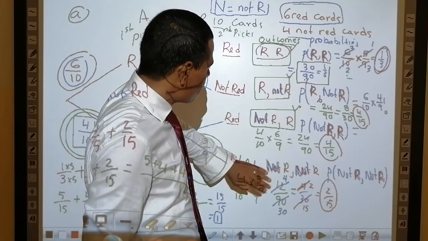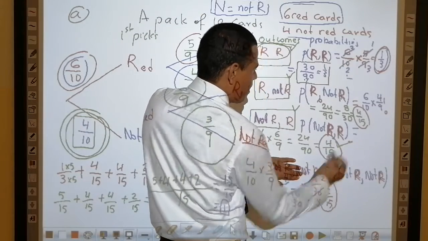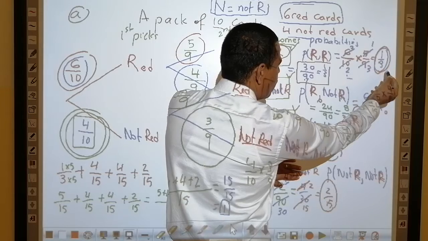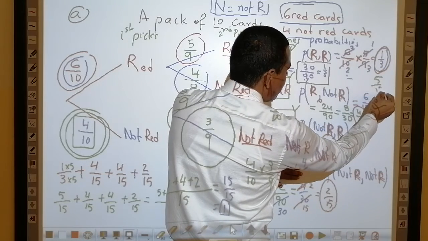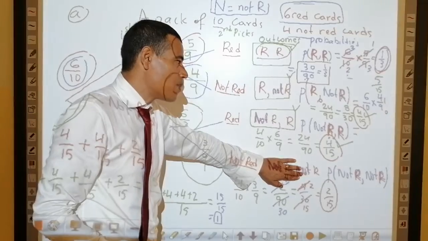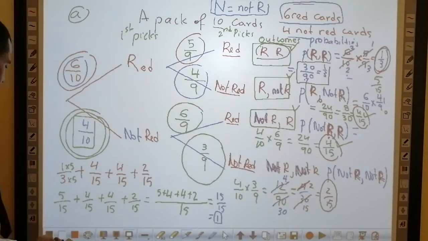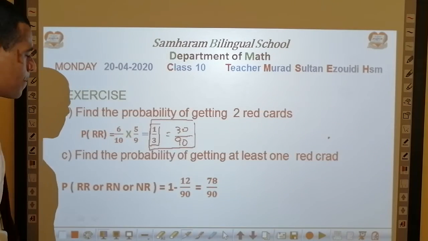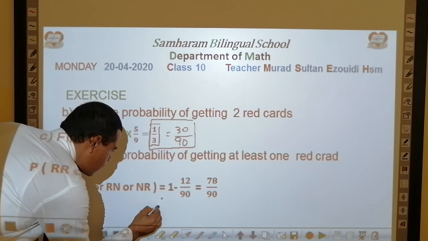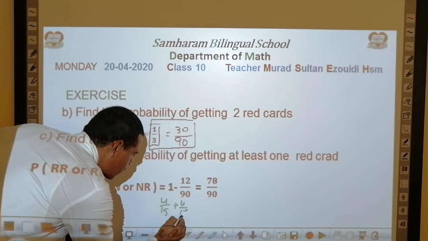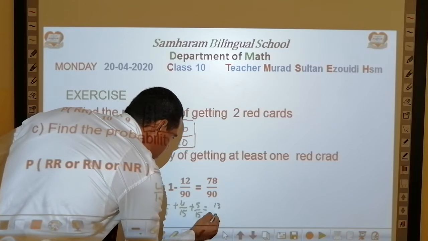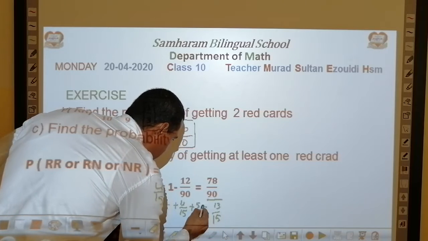Means, my kids, 4 over 15 plus 4 over 15, it will be 8 over 15 plus 1 over 3, which I can write as 5 over 15. You multiply this by 5 and this by 5. So, 8 plus 5 is 13. 13 over 15. So, we said 4 over 15 plus 4 over 15 plus 5 over 15 equals, my kids, 8 plus 5, which is 13 divided by 15. This is the correct answer.